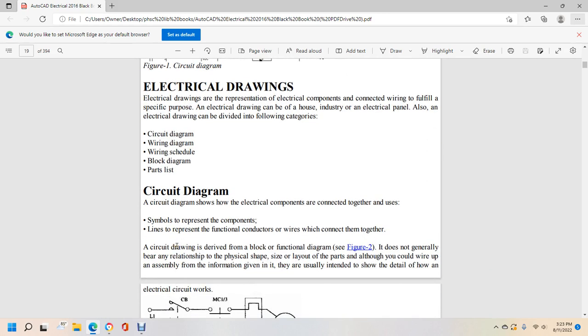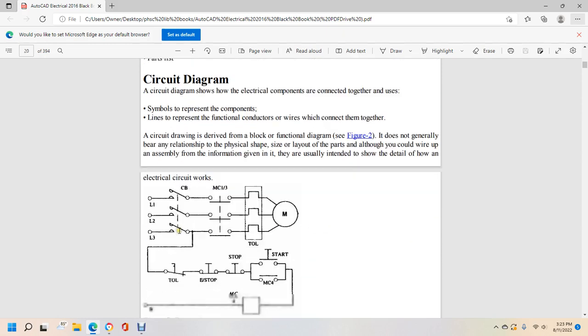Circuit diagram. A circuit diagram shows how the electrical components are connected together. Symbols represent the components, and lines represent the functional conductors or wires which connect them together. A circuit diagram is derived from the block or functional diagram, Figure 2, but it does not generally bear any relation to the physical shape, size, and layout of the parts, so you could not wire up an assembly from it. The information given is usually intended to show the detail of how electrical circuits work.